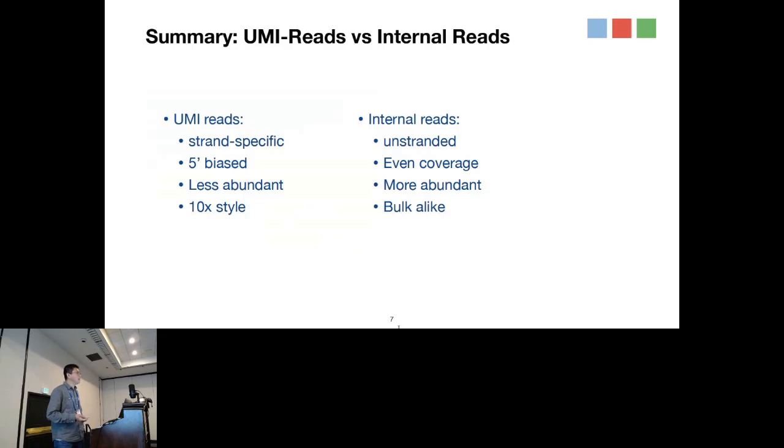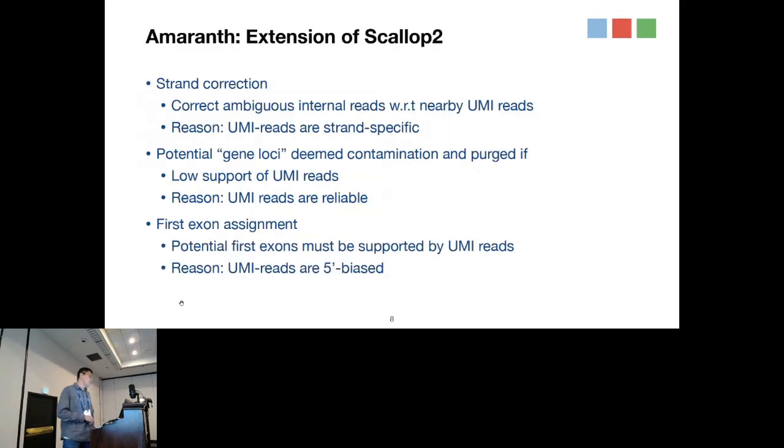All right, here is a short summary of the difference between the two types of reads from the Smart-seq3 protocol. UMI reads are strand-specific, internal reads are not. UMI reads are 5' biased, but internal reads can cover quite evenly across the molecule. UMI reads are less abundant, internal reads are more abundant. UMI reads are more like 10x style, but internal reads are more like bulk-like. Therefore, we think those two types of reads should not be treated equally. They should be handled differently.